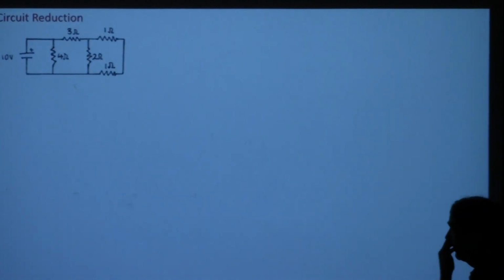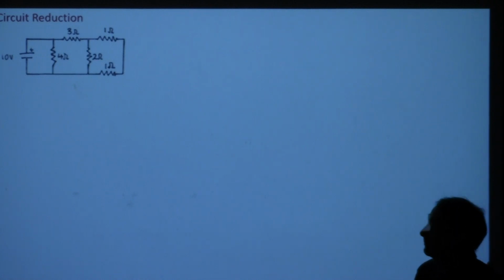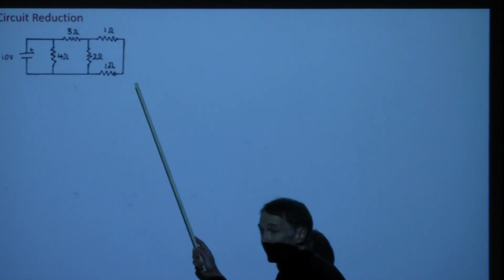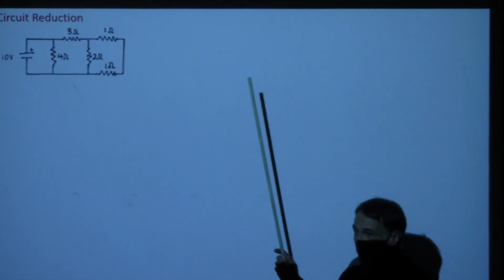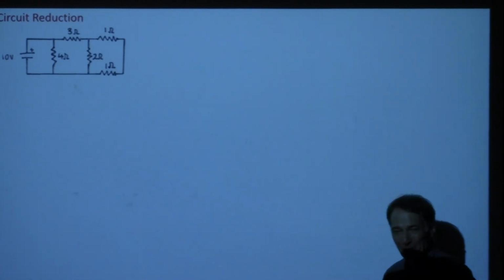Let's do a real quick thing. You might have a problem where you have to do some circuit reduction. So for instance, let's say you're given this. What kind of circuit is this? Is it a series circuit? Parallel circuit? Neither? Okay, this is more typical.